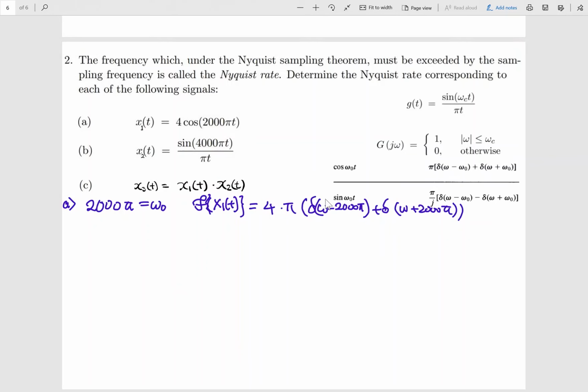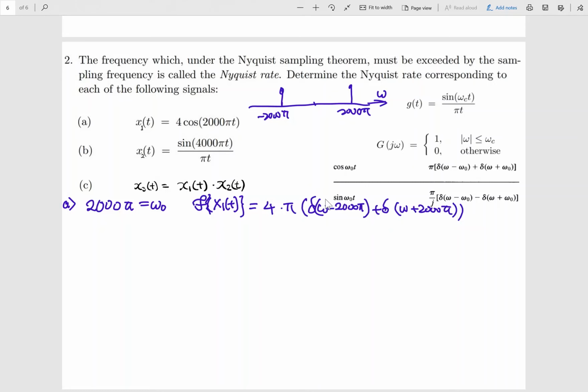And if we try to plot this in the frequency domain, the only thing we care about is the shape of the delta functions. They are spikes, and they are shifted symmetrically by 2000 pi. It should look like this: here is a spike, here is another spike, this is minus 2000 pi, and it's 2000 pi here. And this is in the frequency domain, so we use omega here.